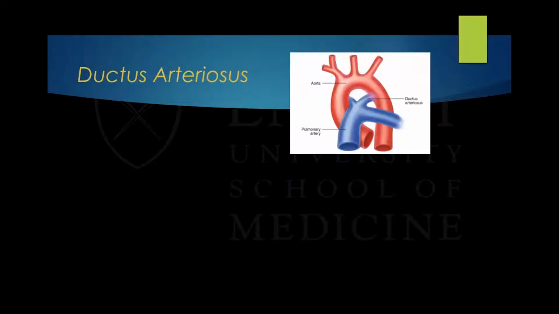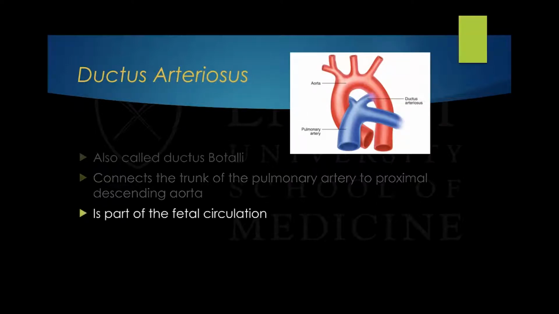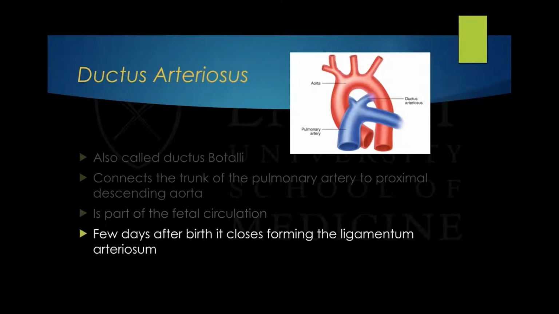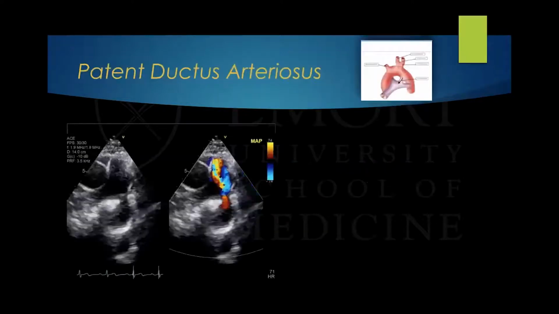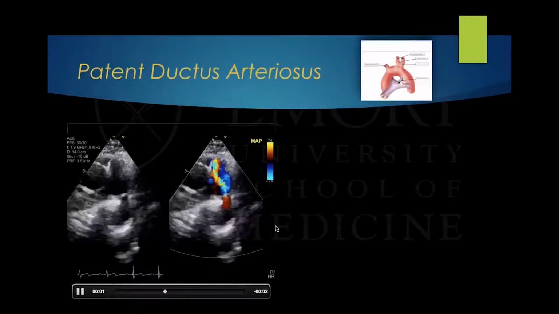So let's move now to the ductus arteriosus. The ductus arteriosus is also called ductus Botalli. It connects the trunk of the pulmonary artery to the proximal descending aorta. It's part of the fetal circulation, and a few days after birth, it closes, forming the ligamentum arteriosus. But in some cases, this ductus is patent.